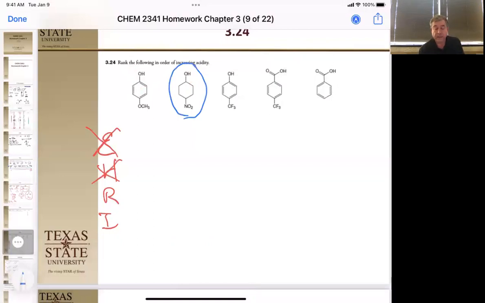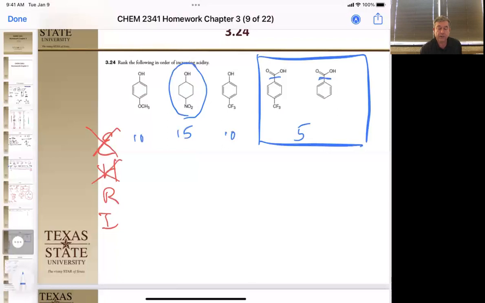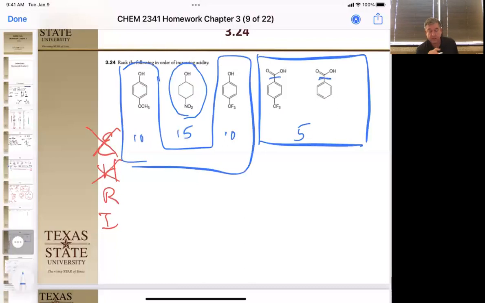And what we know is that carboxylic acids tend to be more acidic than phenols, because the things we need to remember are phenols, alcohols, and carboxylic acids at 5, 10, and 15 respectively. So this is going to be somewhere around 15, these are going to be somewhere around 5, and both of these are going to be somewhere around 10. So this group here and this group here are our next set. That's our least acidic one.